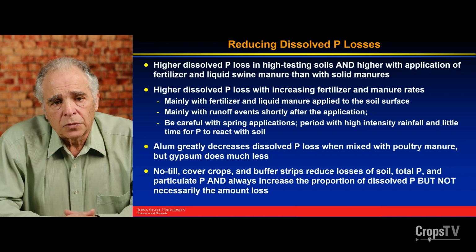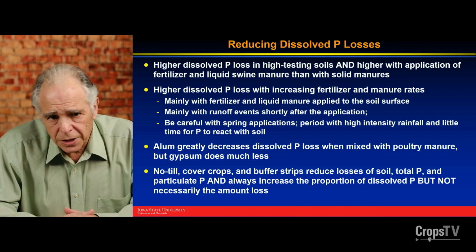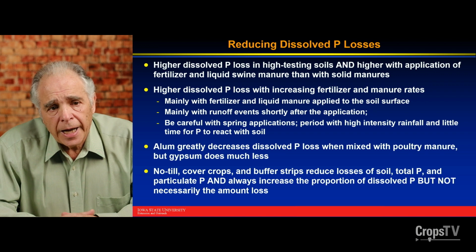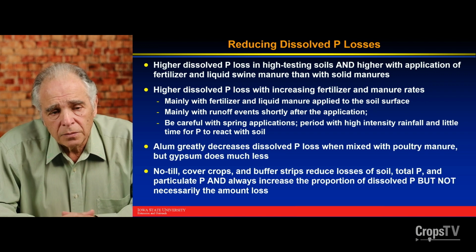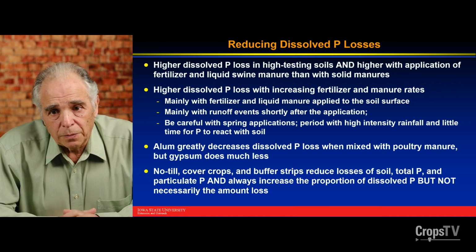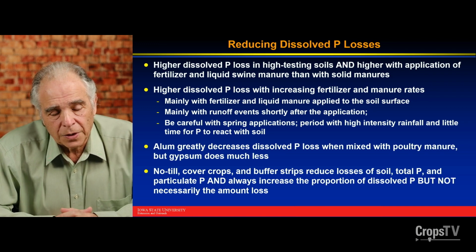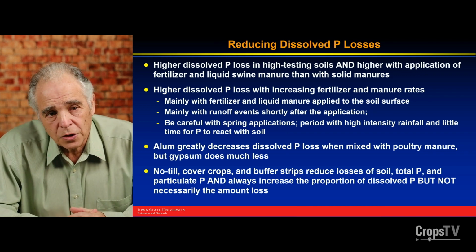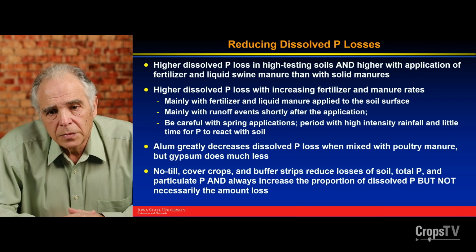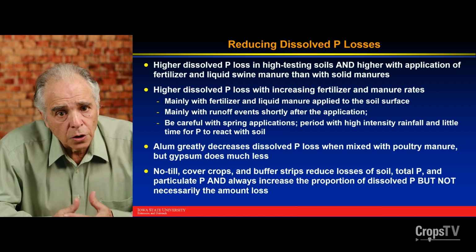The alum really reduced dissolved P loss when mixed with poultry manure. Gypsum does much less, almost nothing. And it's important because the alum tends to acidify soils. But the poultry manure actually increases pH in soils, because of the calcium carbonate and all that stuff it has. So using the alum with the poultry manure application is not really a problem in terms of acidifying soils. So it could be implemented.